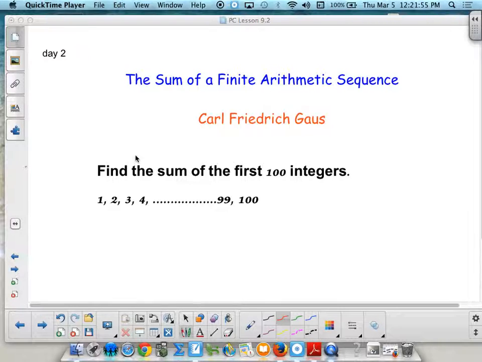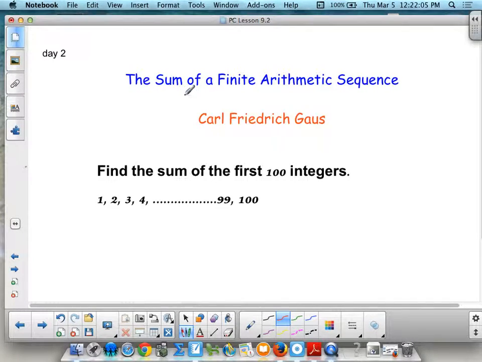All right, you ready? Okay, so yesterday we talked about arithmetic sequences, write the formula for it. Well, today we're going to do the same thing, except it's going to be the sum of a finite arithmetic sequence.